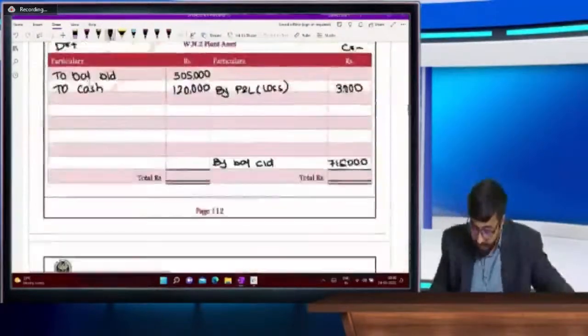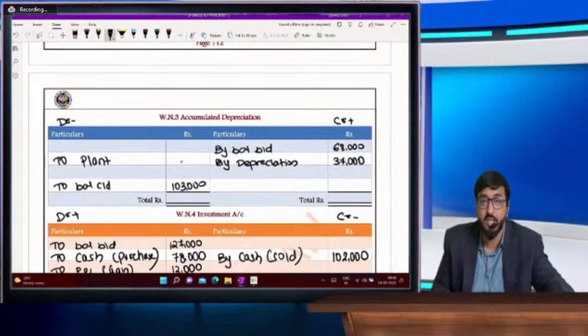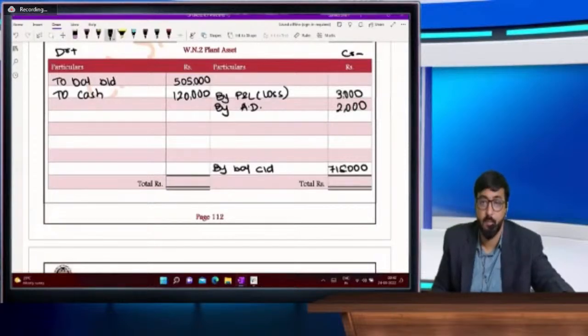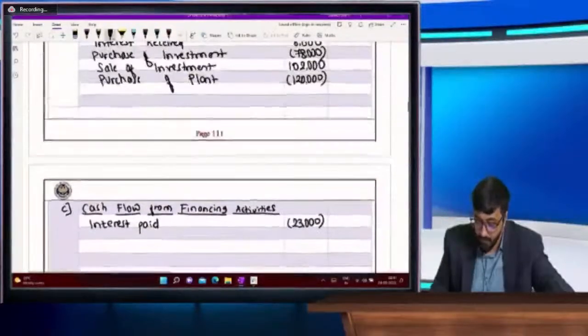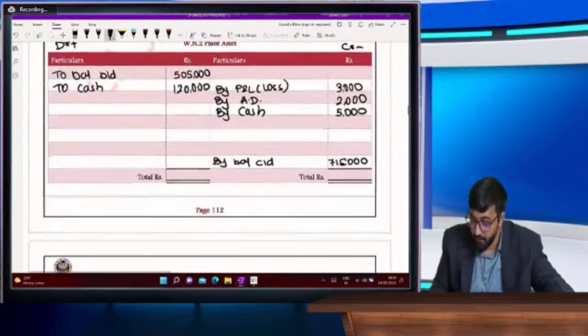AD debit to plant 2,000, and plant credit by AD 2,000. And plant credit by cash 5,000, and sold plant or sale of plant 5,000. Sale of plant 5,000.